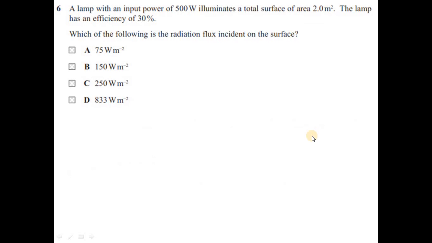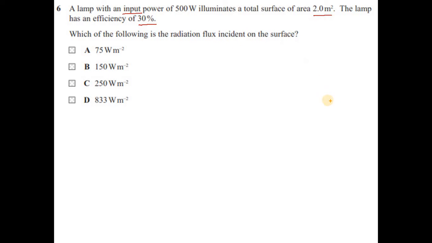Question number 6. A lamp with an input power of 500 watt illuminates a total surface area of 2 meters square. The lamp has an efficiency of 30%. Which of the following is the radiation flux incident on the surface?